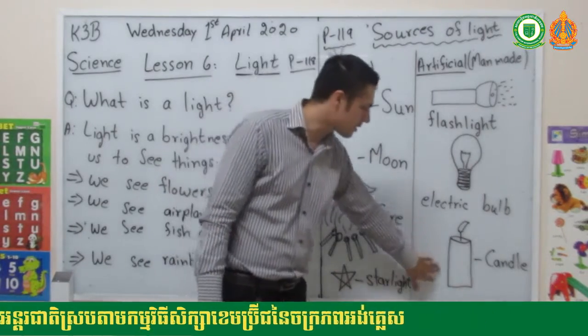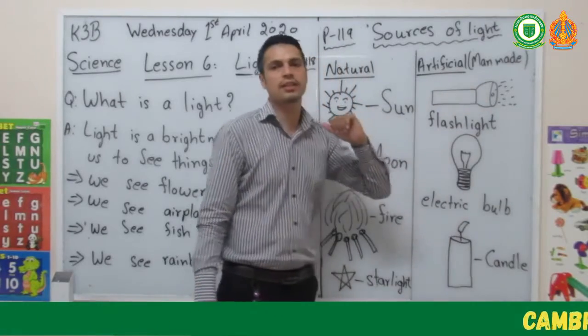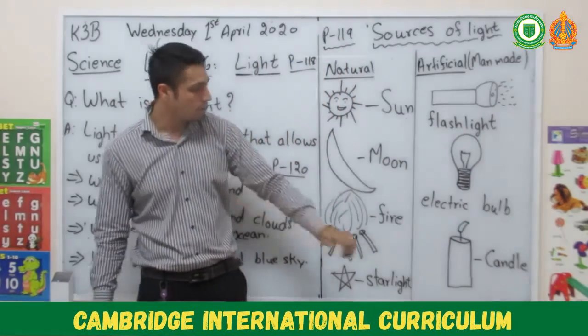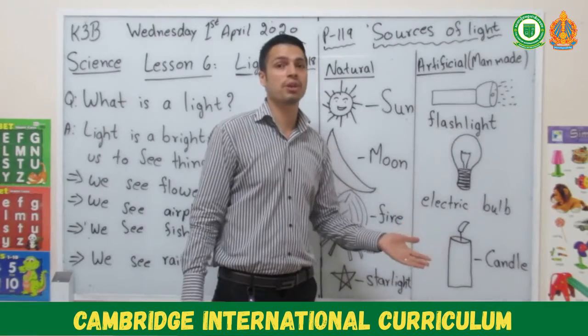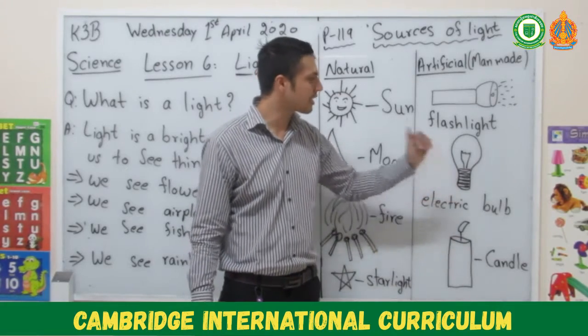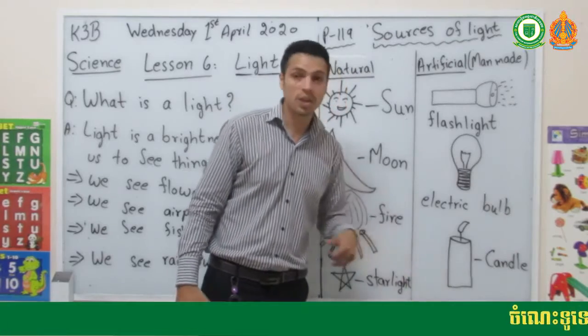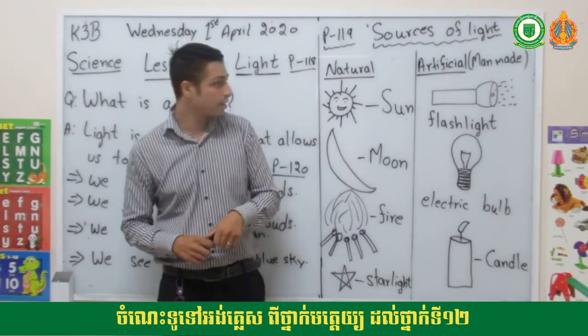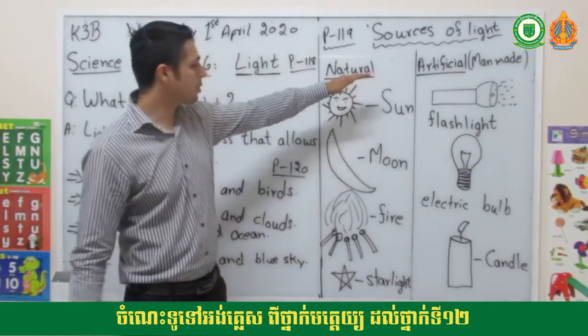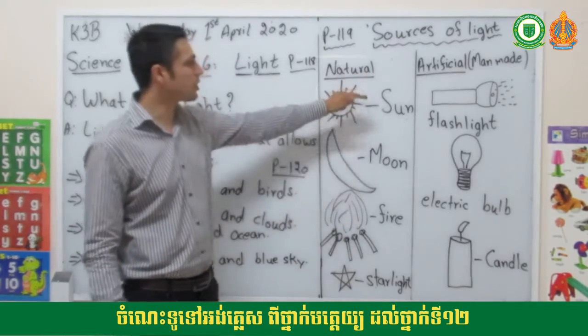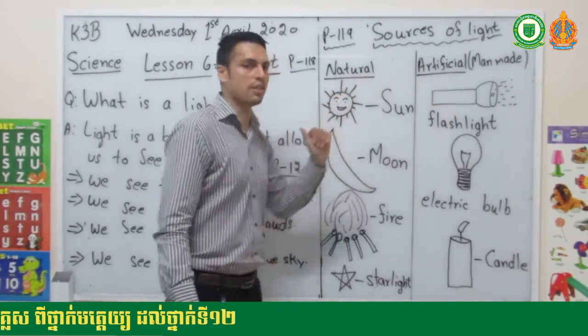Candles. Candles are artificial. Candles are man-made. When we don't have electricity, we cannot turn on the electric bulb. We use candles. So candles also give us light. These are the sources of light, natural and artificial.